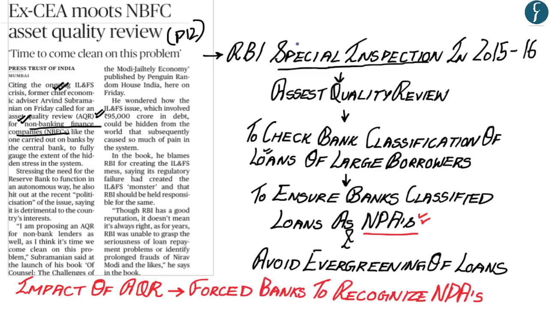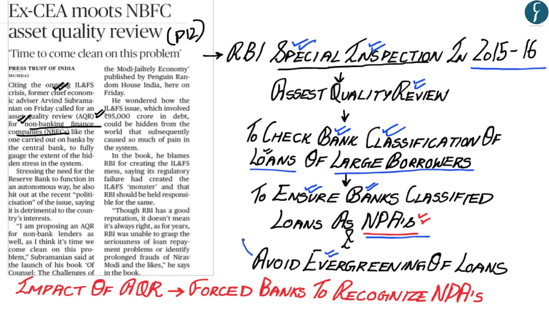So now hopefully up till here you understood that the Reserve Bank of India conducted a special inspection in 2015 and 16, and this special inspection was known as Asset Quality Review, wherein what the Reserve Bank of India inspected was to check the classification of loans that were undertaken by banks of large borrowers. And this inspection was undertaken so as to ensure that banks were classifying loans as non-performing assets and also to avoid the evergreening of loans, which was a common practice that was undertaken by banks.